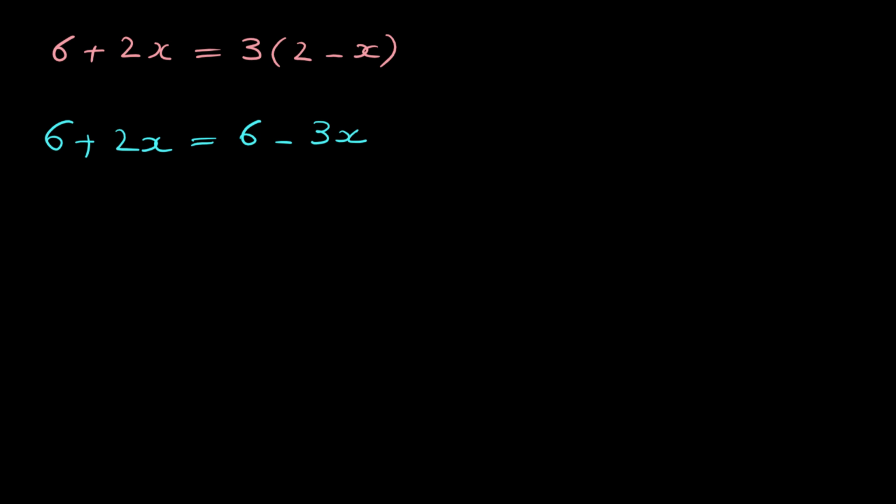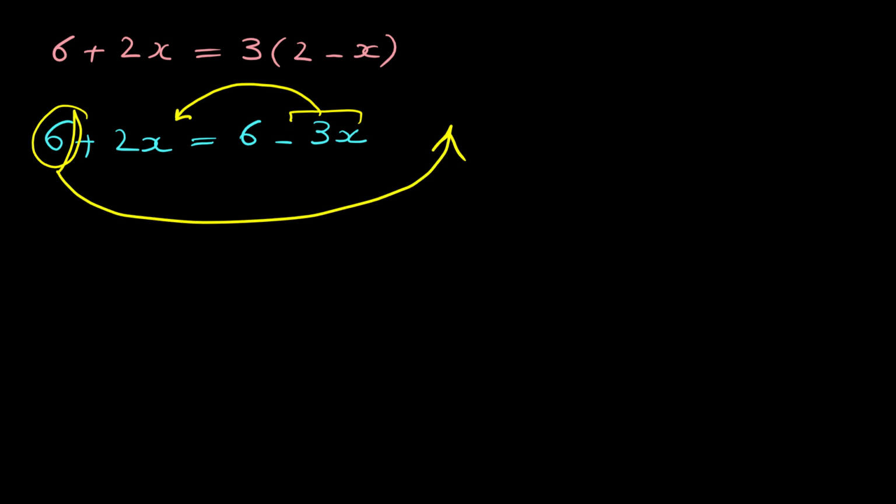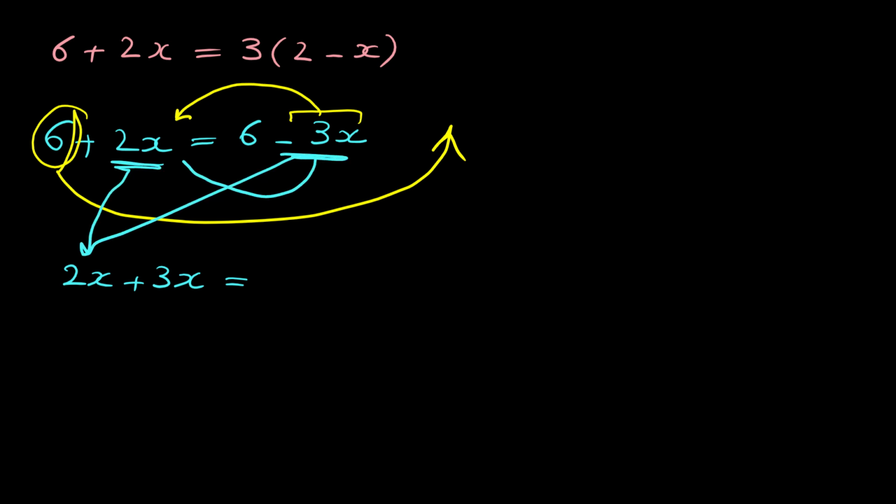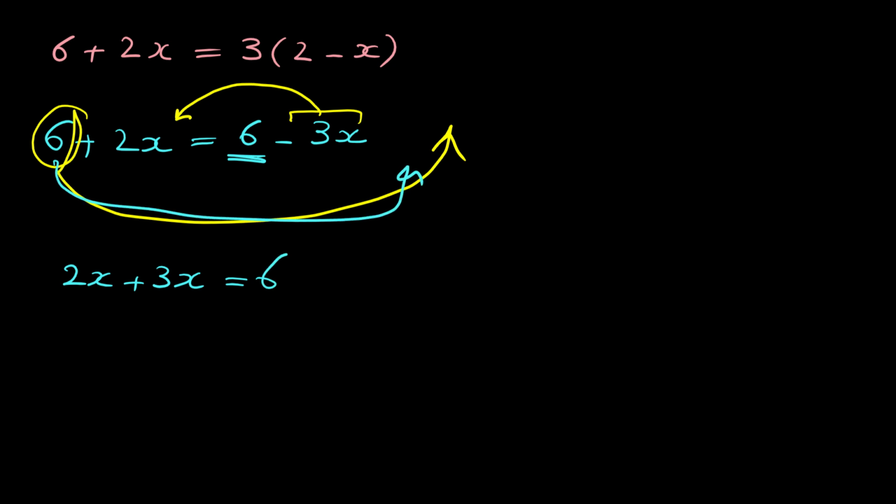So we decide to move this to the left and to move this constant to the right. If we do so, then we have 2x plus 3x on the left. 2x is already here. Negative 3x moves to the left and it would be plus 3x. What about the right side? On the right side, we already have 6. We have this 6 here. But we move this to the right and it would be negative 6.